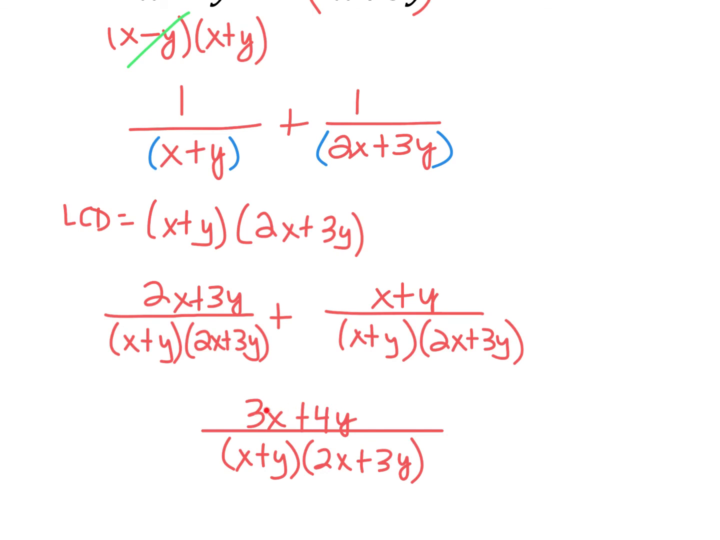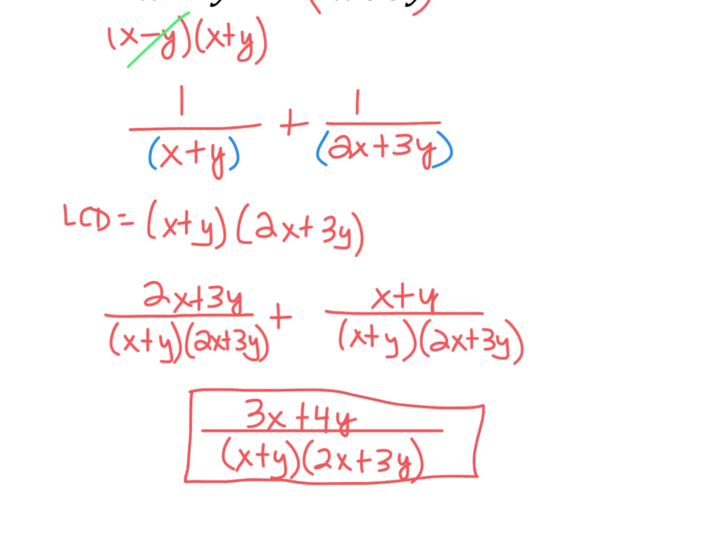There is no more simplifying we can do in the numerator. In other words, if you can factor the numerator after you do your adding, you should factor it and see if it will further simplify with the denominator. And if so, you should keep going with the simplifying process. But in this particular case, there is no more factoring that we can do in the numerator to potentially simplify it more with the denominator. So this is going to be our final answer.